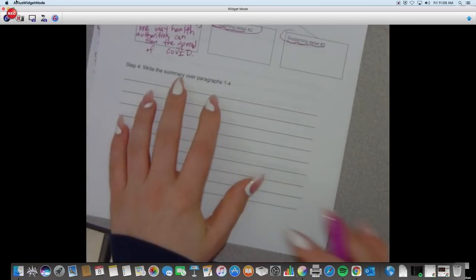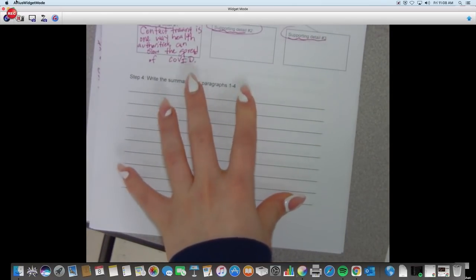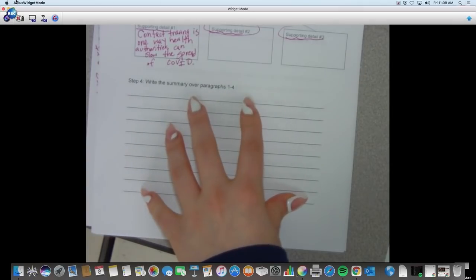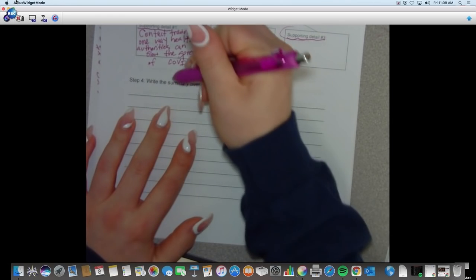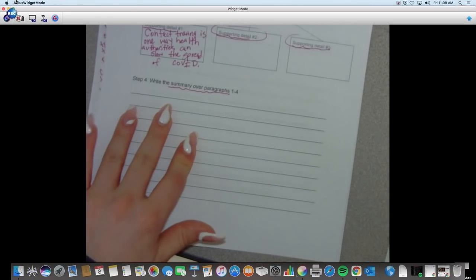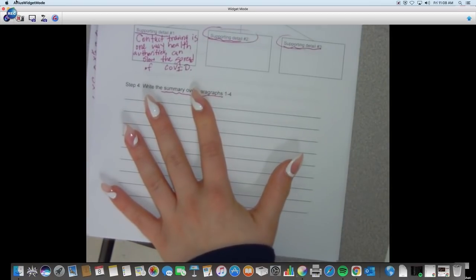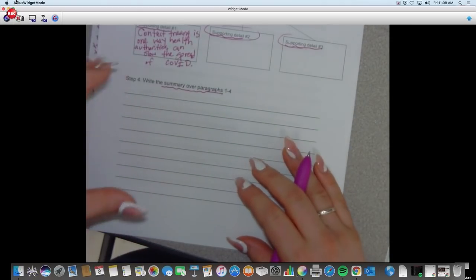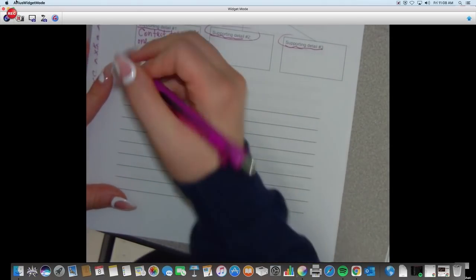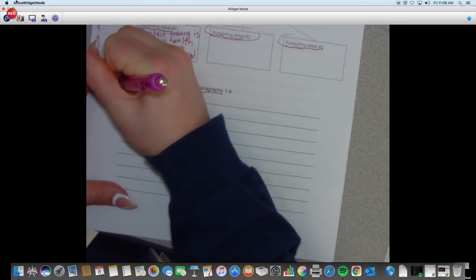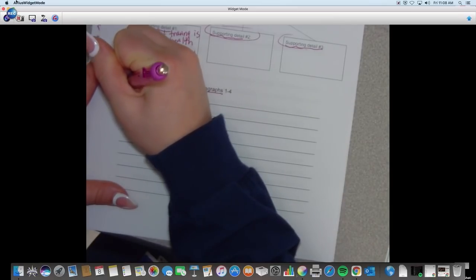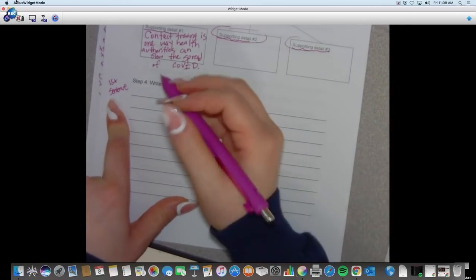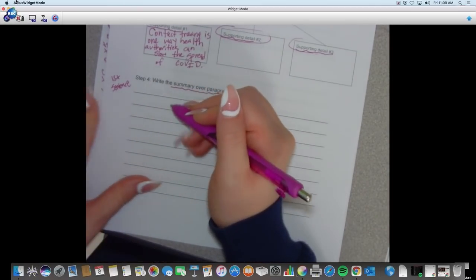The way that we write a summary over non-fiction or informational text is different than how we write a summary for a fiction text, okay? So the way you write a summary for an informational text is your first sentence is going to be the controlling idea of the selection. So guess what? We already did that. So we can start our summary really quick.